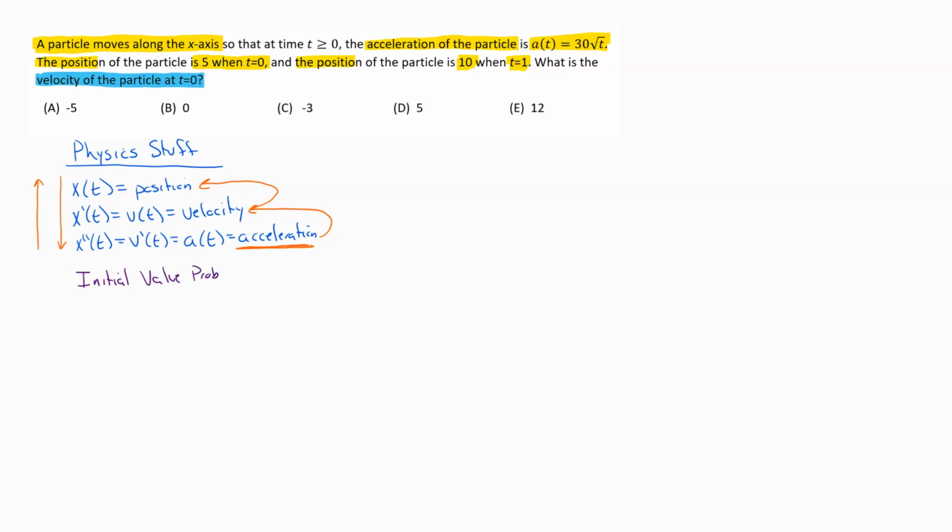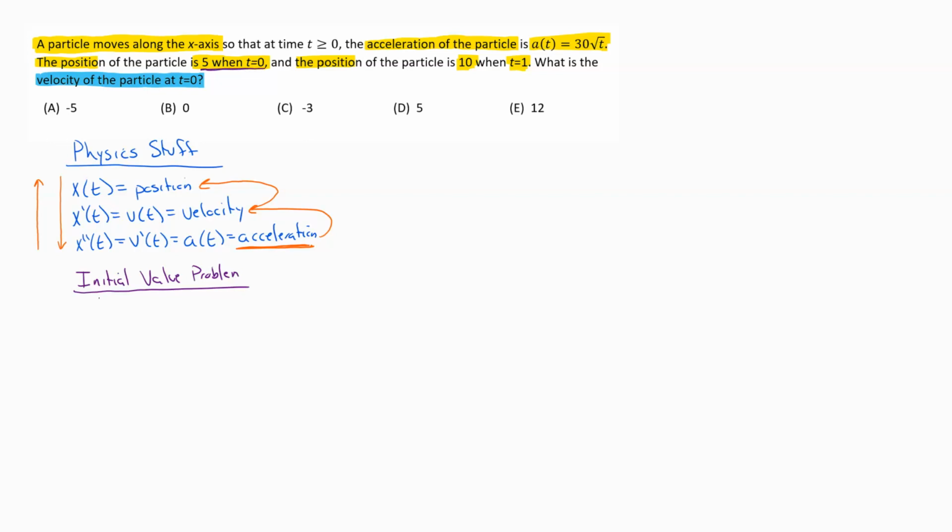So what we do with initial value problems is we're usually given information to find those constants, right? When we take these antiderivatives, we always end up with a plus c. And if they give us some points to work from, we can then find out what that original plus c was. So this problem is giving us information, again, about the position function, right?